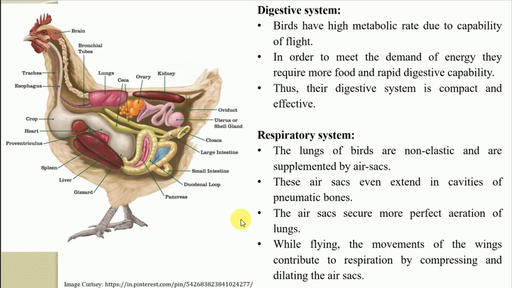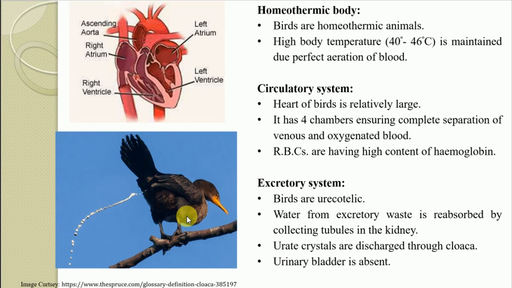So these flight muscles are responsible for compressing and dilating the air sacs which are present in the lungs as well as the body region, and that gives them extra efficiency of respiration during flight. So this is the adaptation of the respiratory system.